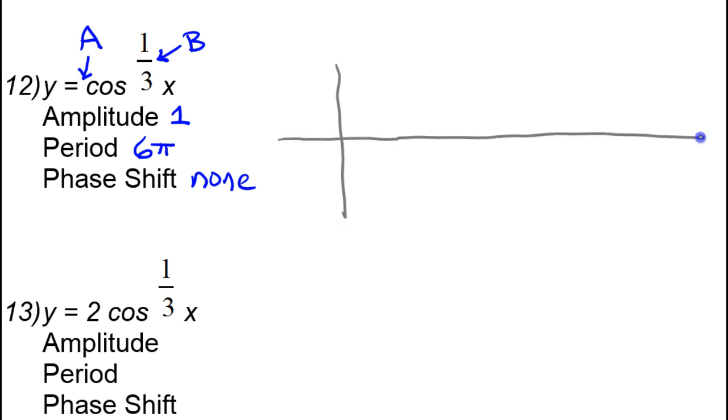Okay, since the amplitude is 1, it's going to go up to 1 and down to negative 1. Since the period is 6 pi, I will have 6 pi right here. And then right in the middle should be half of this, so that should be 3 pi. And then half of that is 3 pi divided by 2, which we will just call 3 pi over 2.